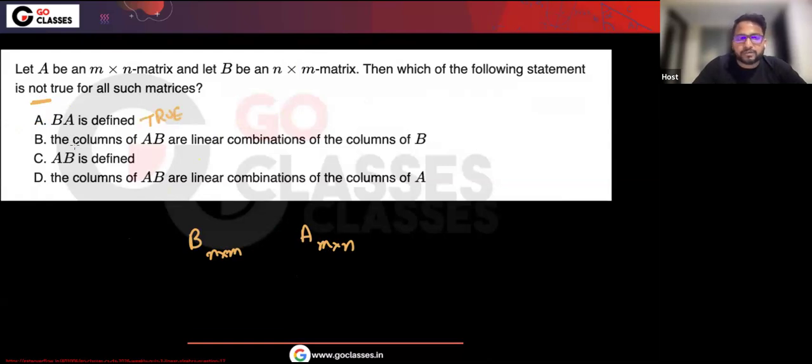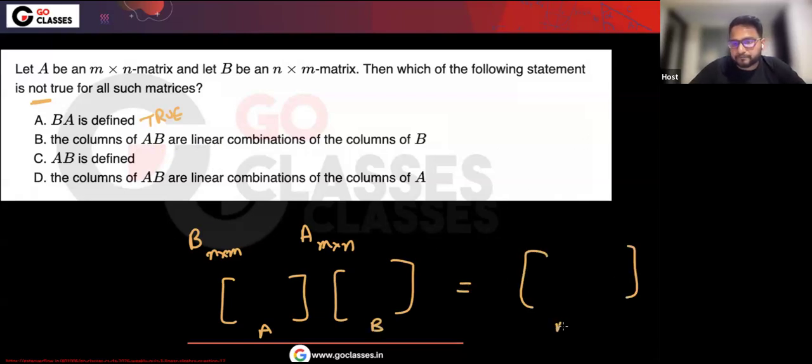So let's just move to the next option. The columns of AB are a linear combination of columns of B. See, is this true or false? The columns of AB. If you multiply two matrices A and B, you get one matrix here, which is AB. Now, are the columns of this AB a linear combination of columns of A or columns of B? Can anyone tell me? This is important.